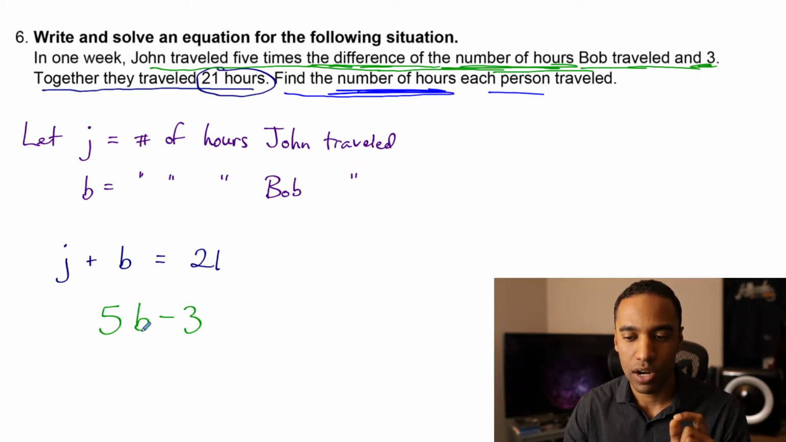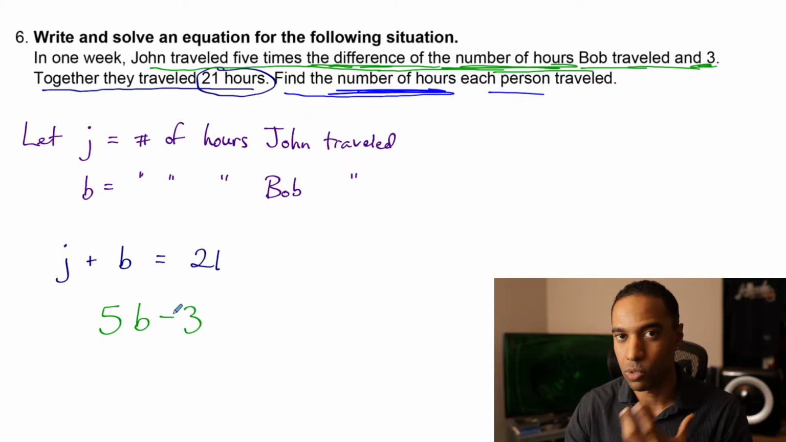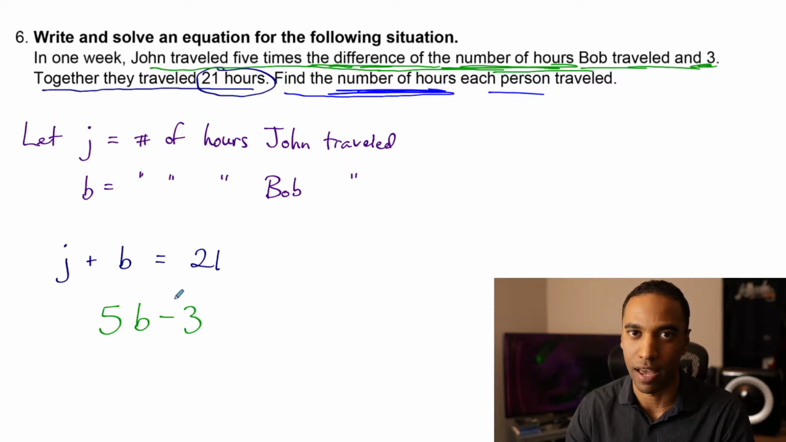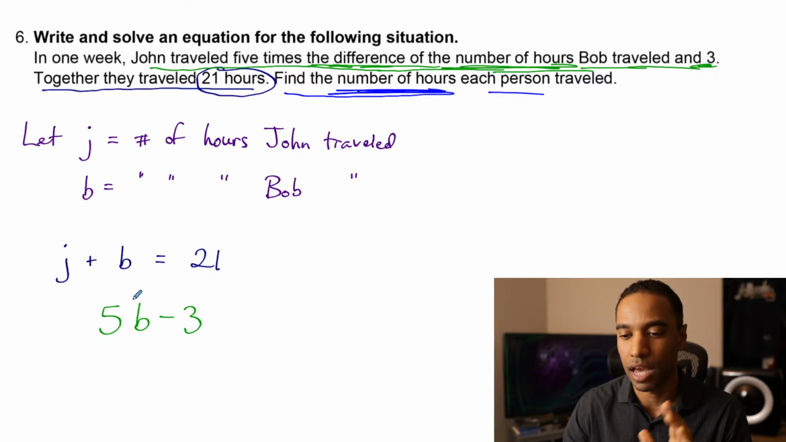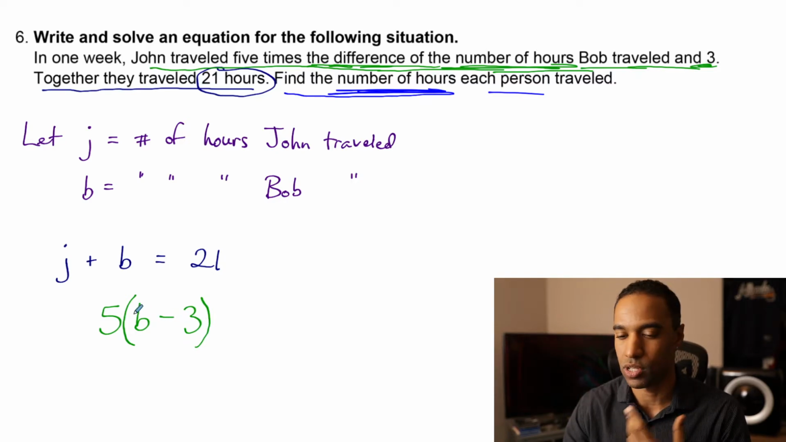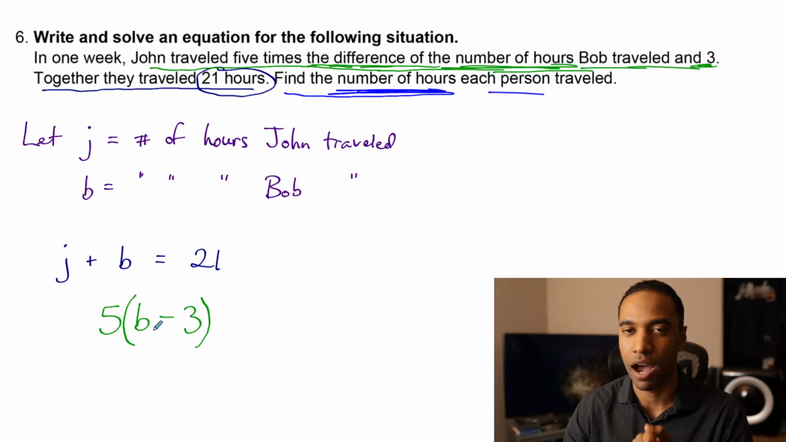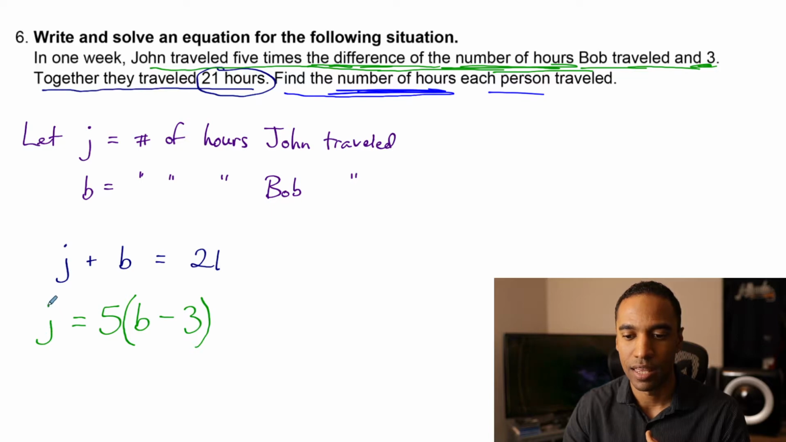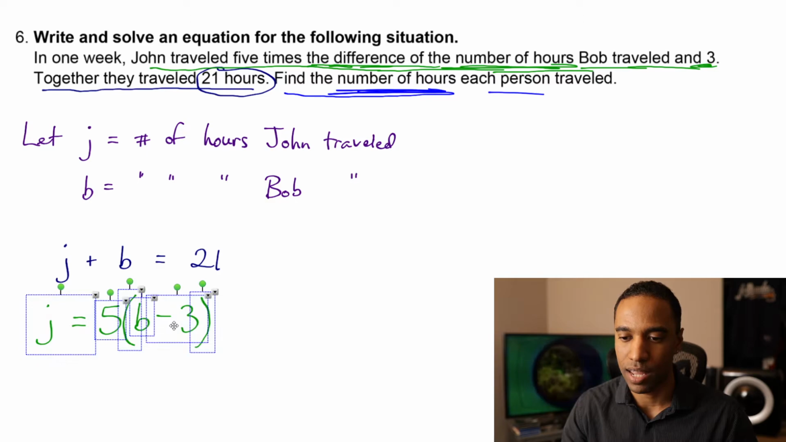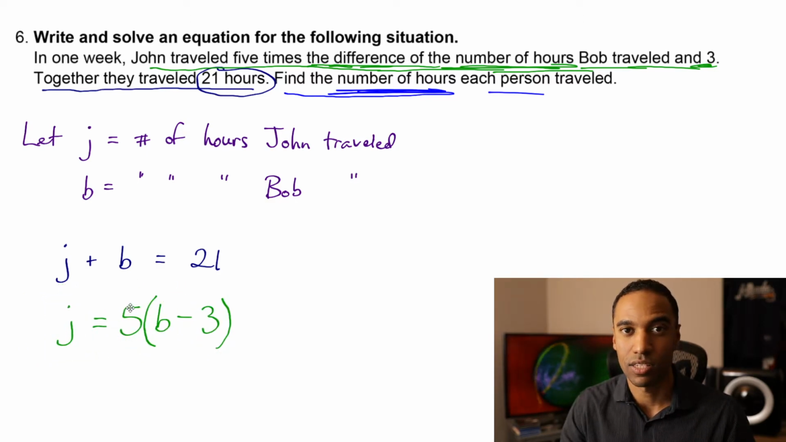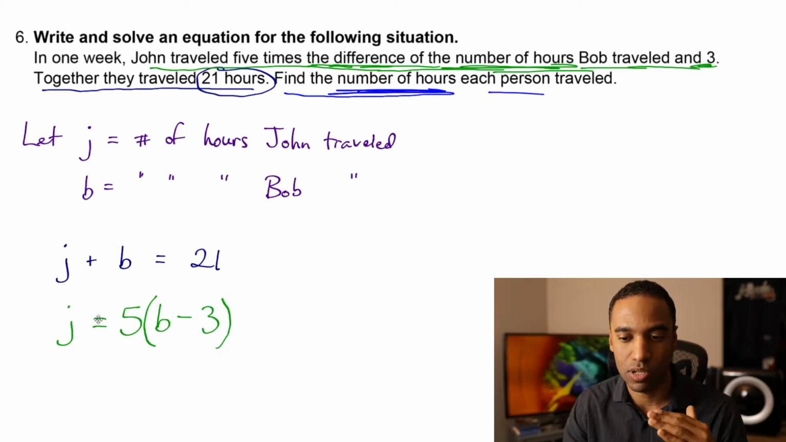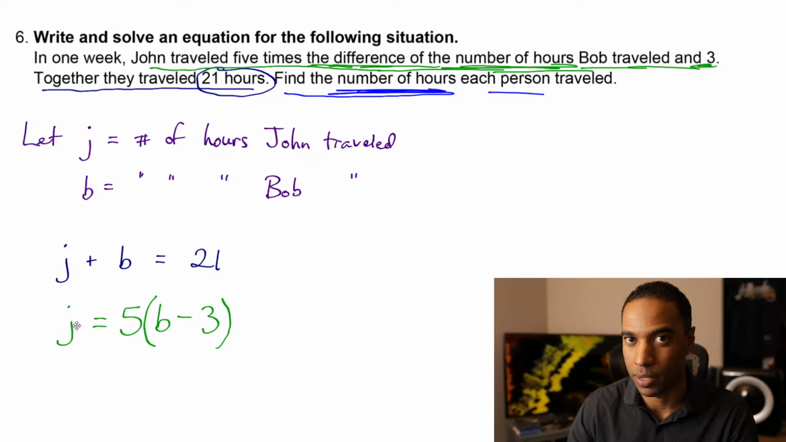No, because the problem is I don't get to do b minus 3 first. I want to subtract b and 3 first and then multiply by 5. I can write 5 in front, this is fine, but I've got to put parentheses around this. I've got to quantify the b minus 3, make sure that this occurs first, and then multiply it by 5. Whatever number this is, that's how many hours John traveled. So this equals j. J equals 5 times the quantity b minus 3. That's an equation represented in terms of Bob for John.